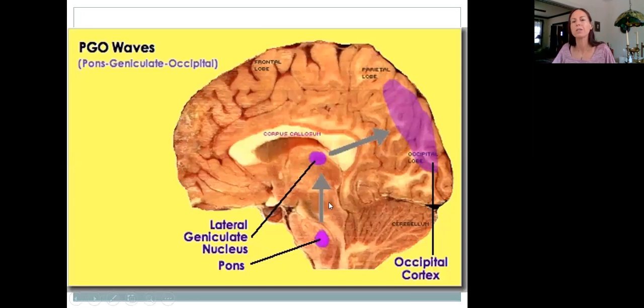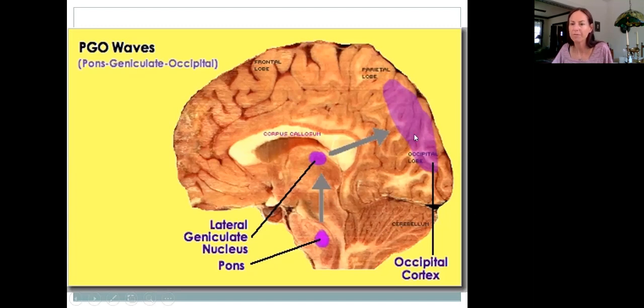Okay, well, here's your PGO wave. This is what's happening when you're dreaming. Now, normally, you would think that information from the eyes would be coming to the lateral geniculate, would be going to the occipital lobe. You learned that in the vision chapter. But now we're talking about information coming in from the pons. So information coming from the pons is going to go to the lateral geniculate, which is normally about vision, and then to the occipital cortex. And we do get that again during dreaming, during REM sleep.